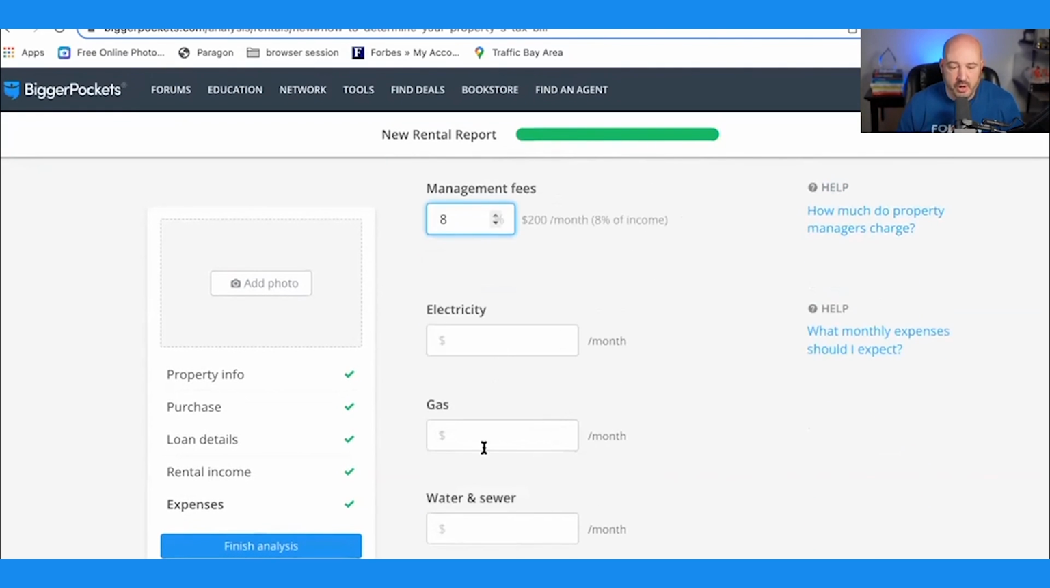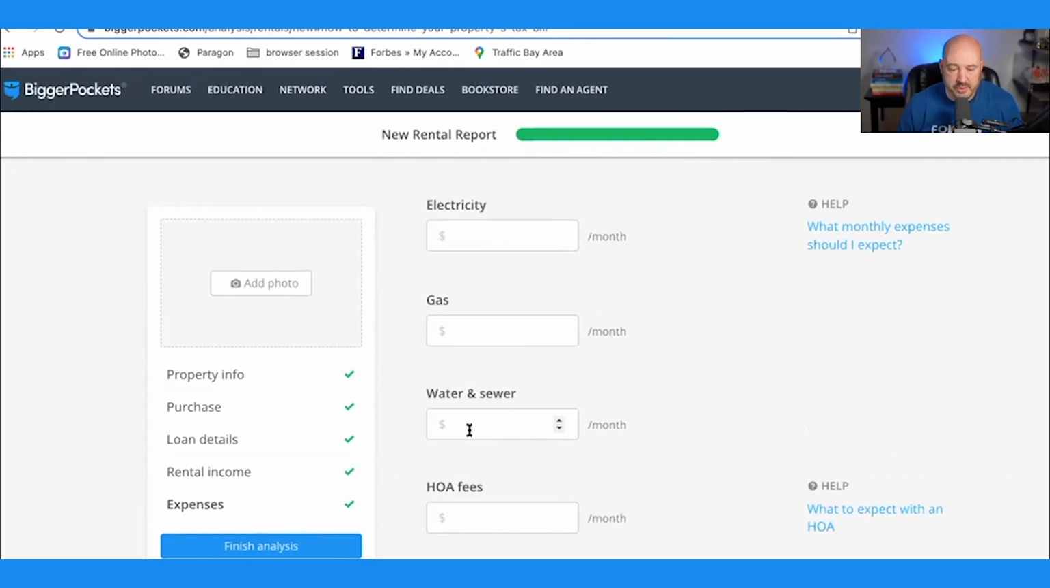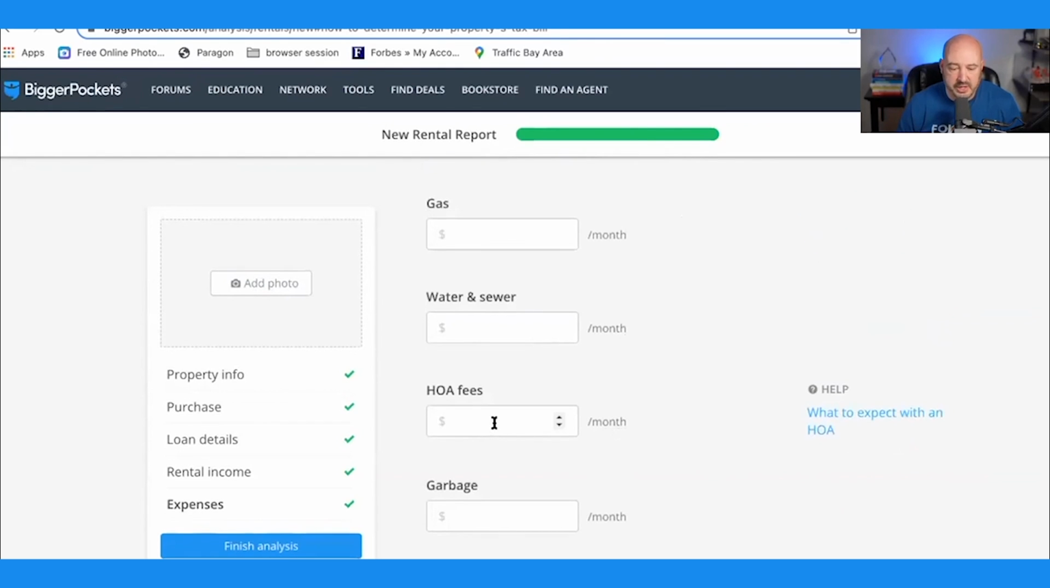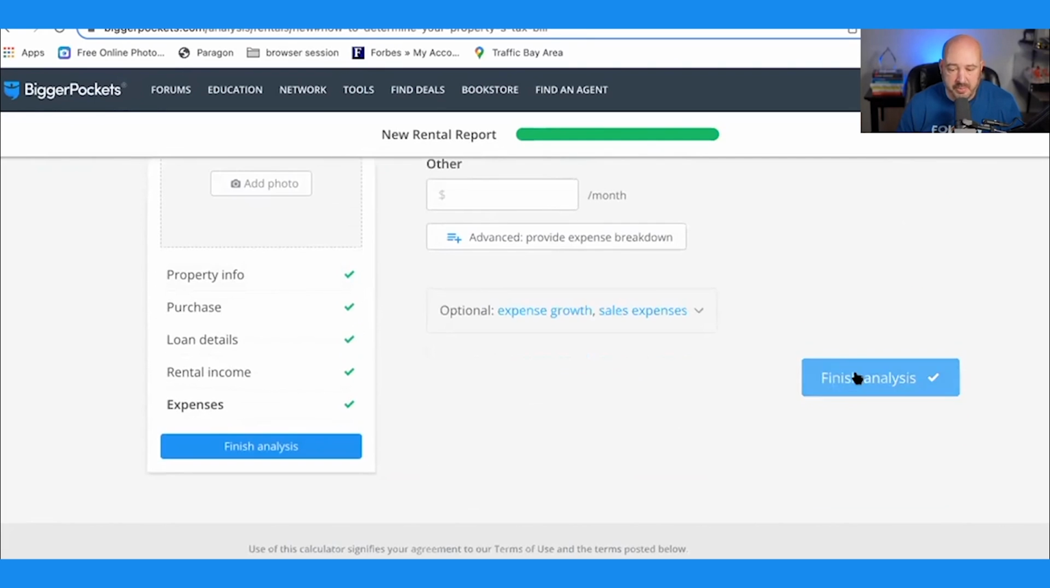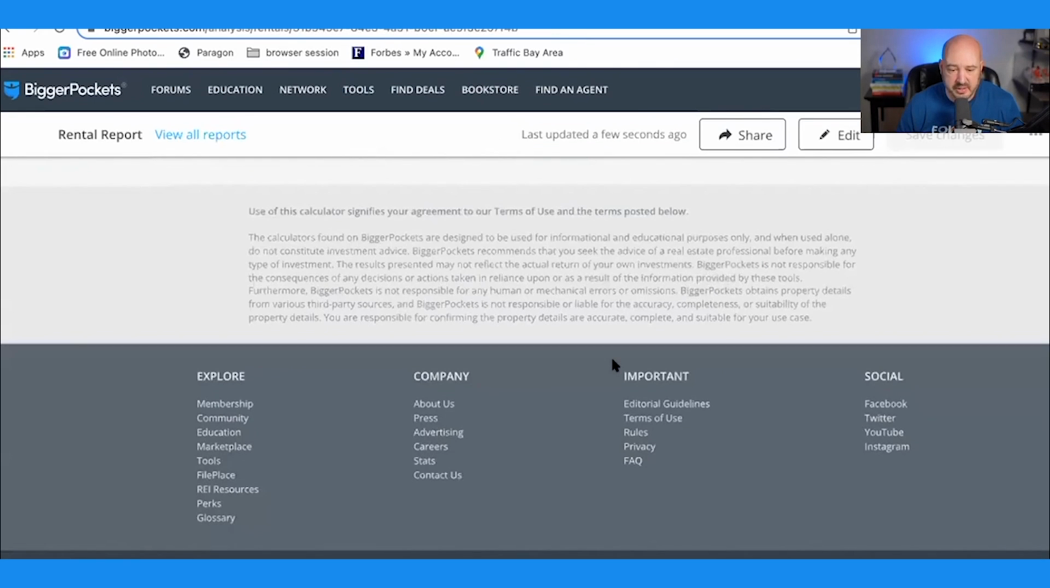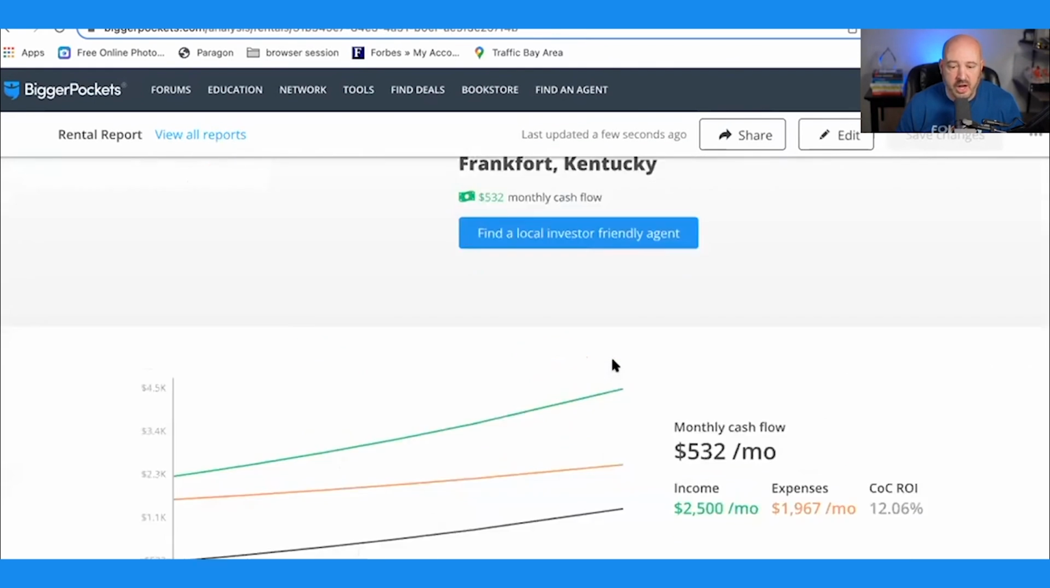The tenants are going to pay their own electricity, gas, water, and sewer. And there's no HOA fees and there's no garbage here. So we don't have to worry about any of those expenses for this property. We're going to click finish analysis. Here's what's awesome.